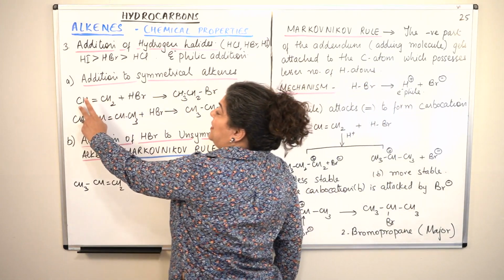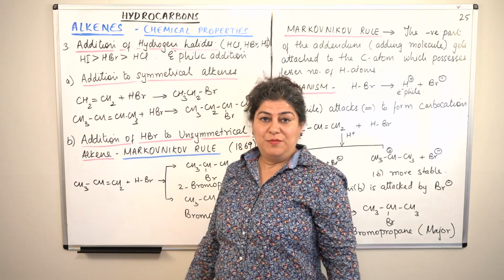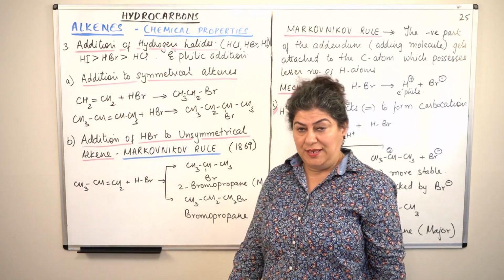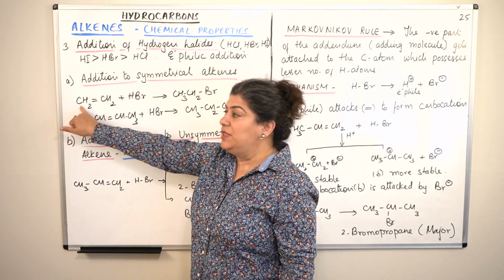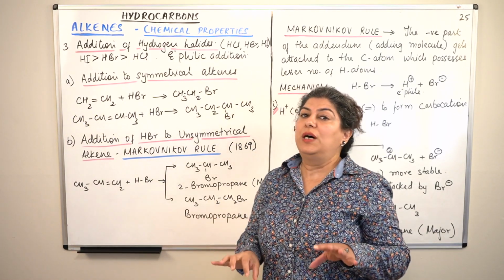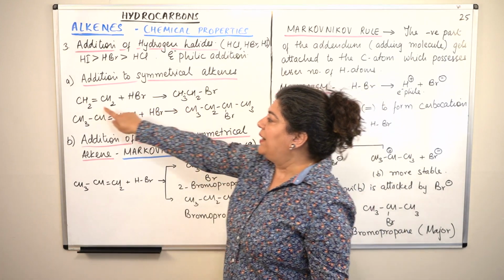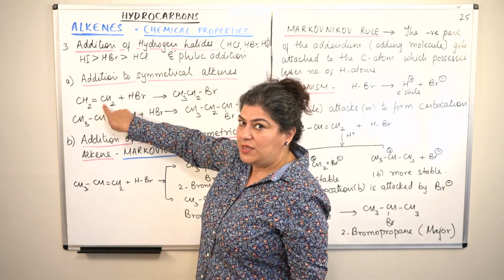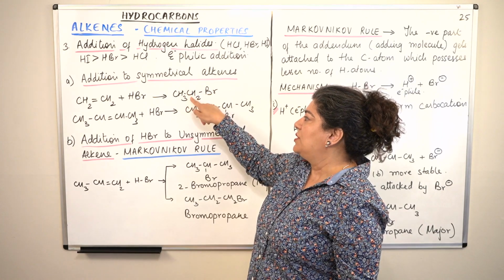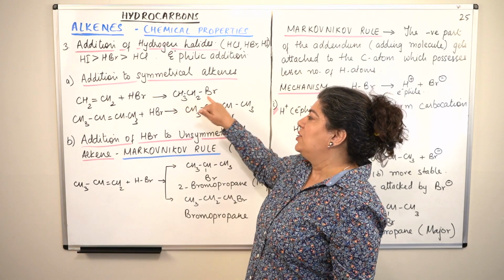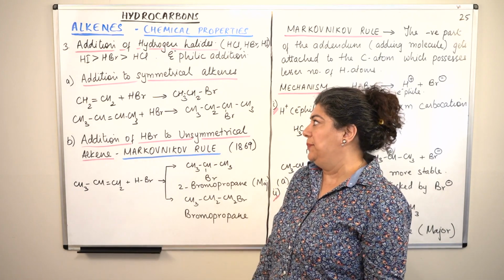So look here, this is ethene. Ethene has a double bond between two carbon atoms. If you add HBr to ethene, what is going to happen? The hydrogen is going to add to one of the carbons and the bromine is going to add to the other carbon. So we see here the CH2 becomes CH3, so hydrogen added to this carbon, and to this carbon, the CH2, the Br added. So you get CH3CH2Br. What's the name of this compound? It is bromoethane.